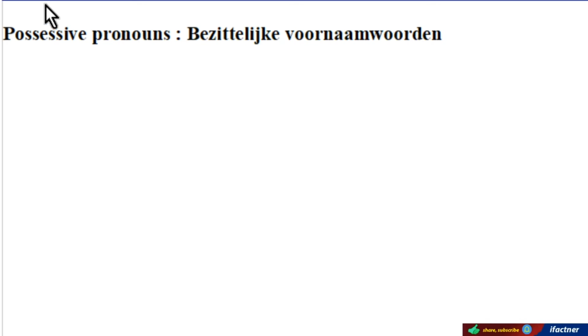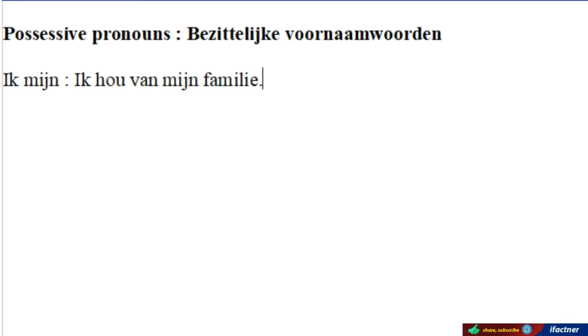Let's talk about possessive pronouns, which are called bezittelijke voornaamwoorden in Dutch. So for ik, we use mijn. For example, ik hou van mijn family. I love my family. So for ik we use mijn.